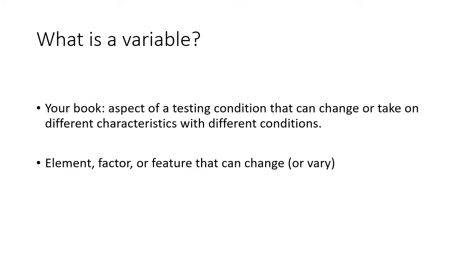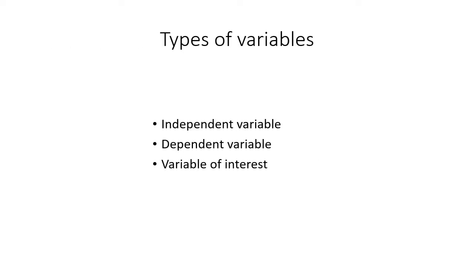Okay, so now what is a variable? What your book says is that it's an aspect of a testing condition that can change or take on different characteristics with different conditions. So it really is like an element, factor, or feature that can change and or vary, and therefore it's called a variable. Now there are types of variables: independent variable, dependent variable, and variable of interest.